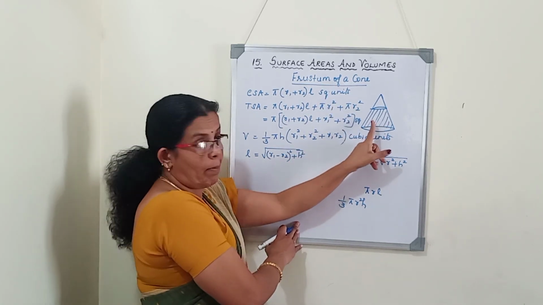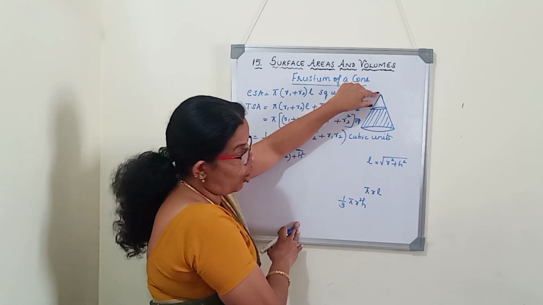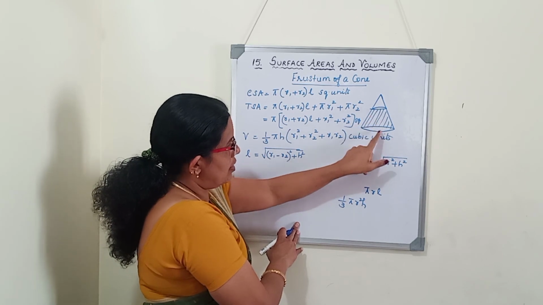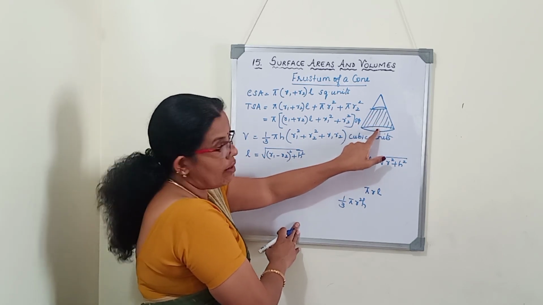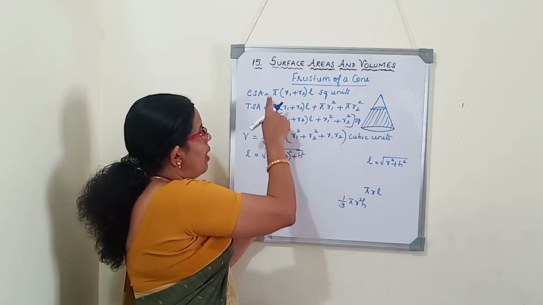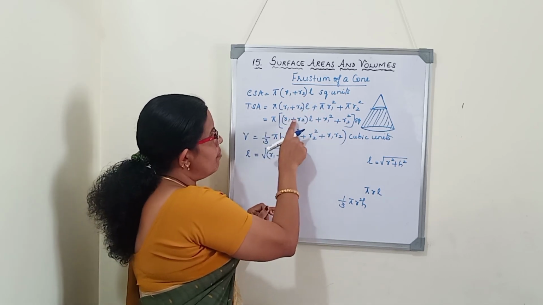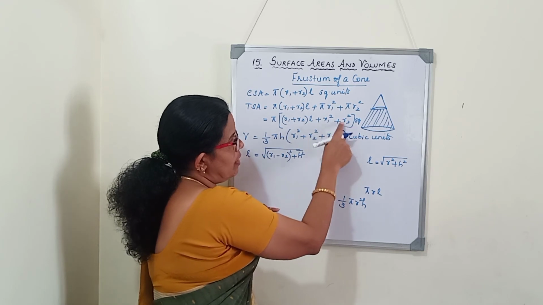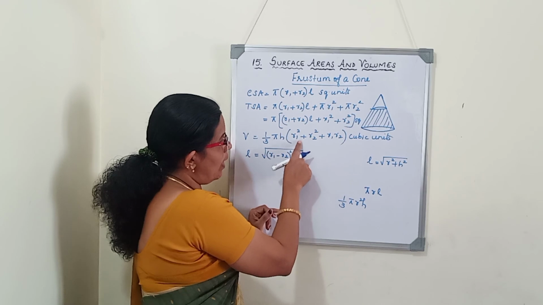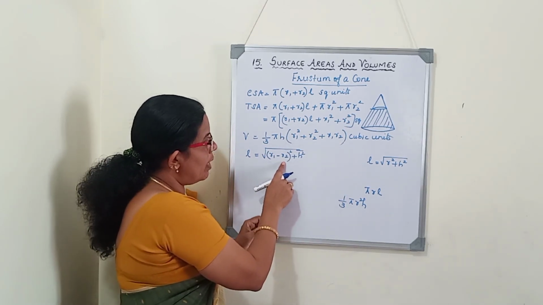Frustum of a cone is a part of the cone. When we slice the top part of the cone and remove the top small cone, the remaining part of the cone is called frustum of a cone. There are two circular surfaces for the frustum of a cone. Bigger radius we will take as R1 and small radius as R2. CSA is pi R1 plus R2 into L. TSA, pi we can take common, R1 plus R2 into L plus R1 square plus R2 square. And volume is 1 by 3 pi h into R1 square plus R2 square plus R1 R2. And the slant height is square root of R1 minus R2 the whole square plus h square.